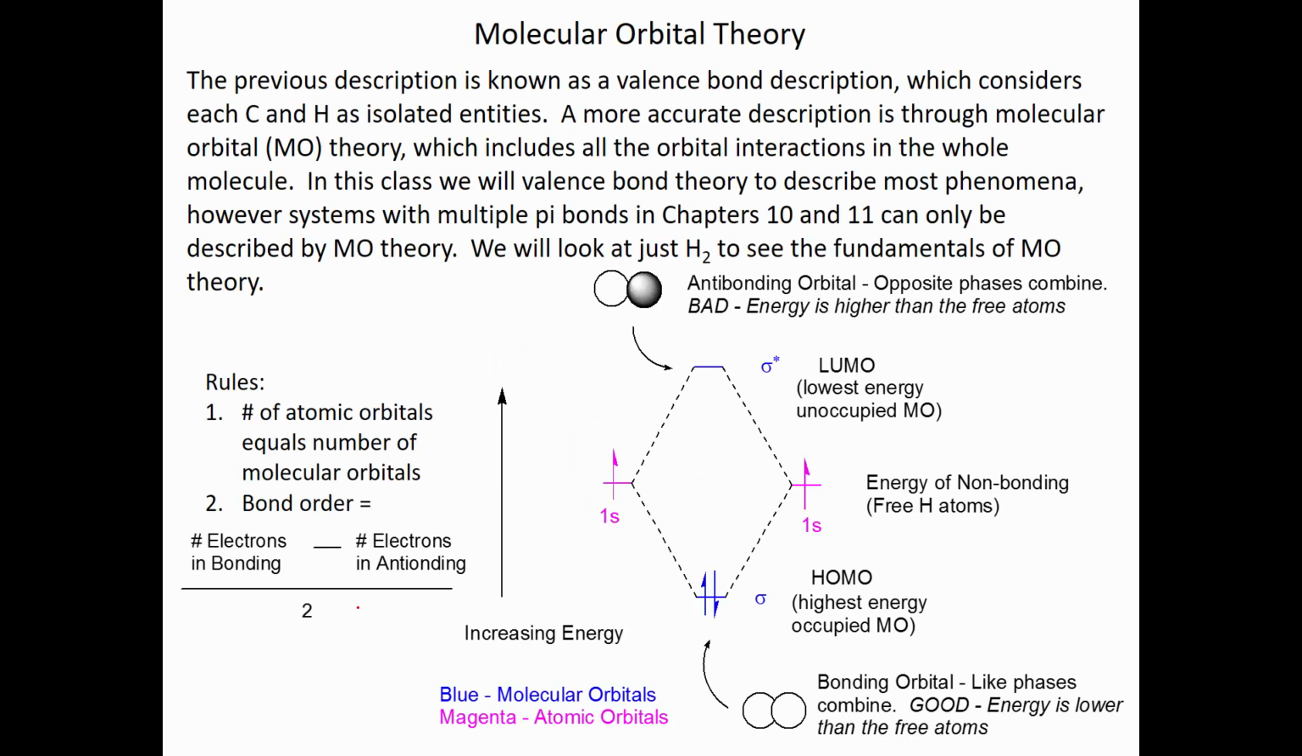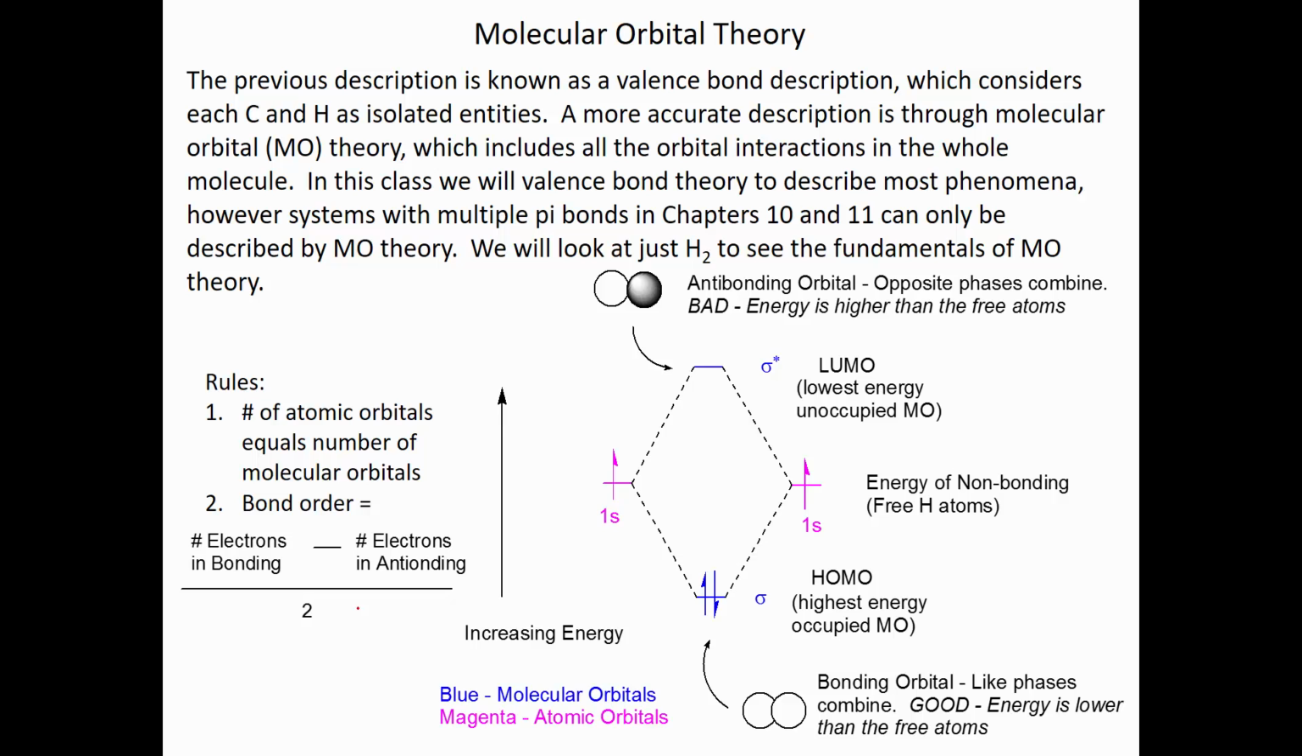All right, this will be the last slide here, but a more comprehensive way to look at bonding is molecular orbital theory. The previous description we gave was known as valence bond description, which considers each carbon and hydrogen as isolated entities. But when they're combined in the same molecule, the interactions are a little bit greater than that.